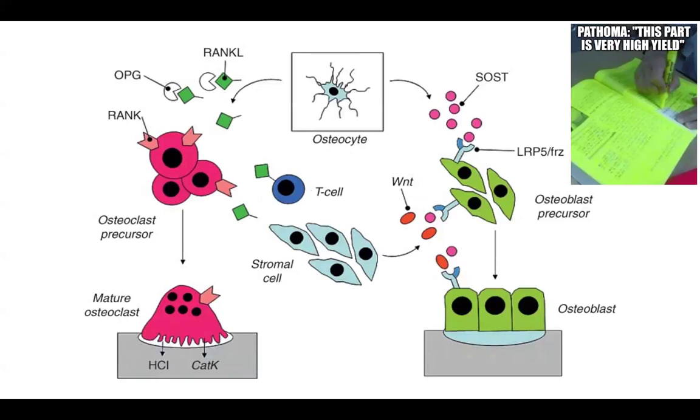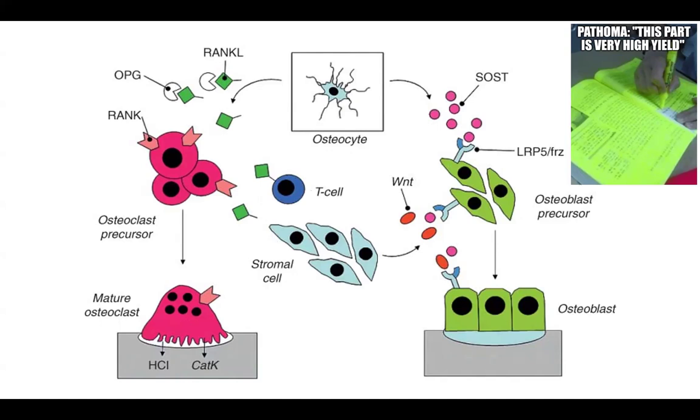So if you're sleeping, wake up. This is pretty high yield for the OITE. There's always a question or two on this. So again, without putting everyone to sleep, osteoclasts do differentiate from stem cells in response to RANK-L, and that's produced by osteocytes, bone marrow stromal cells, and activated T cells.